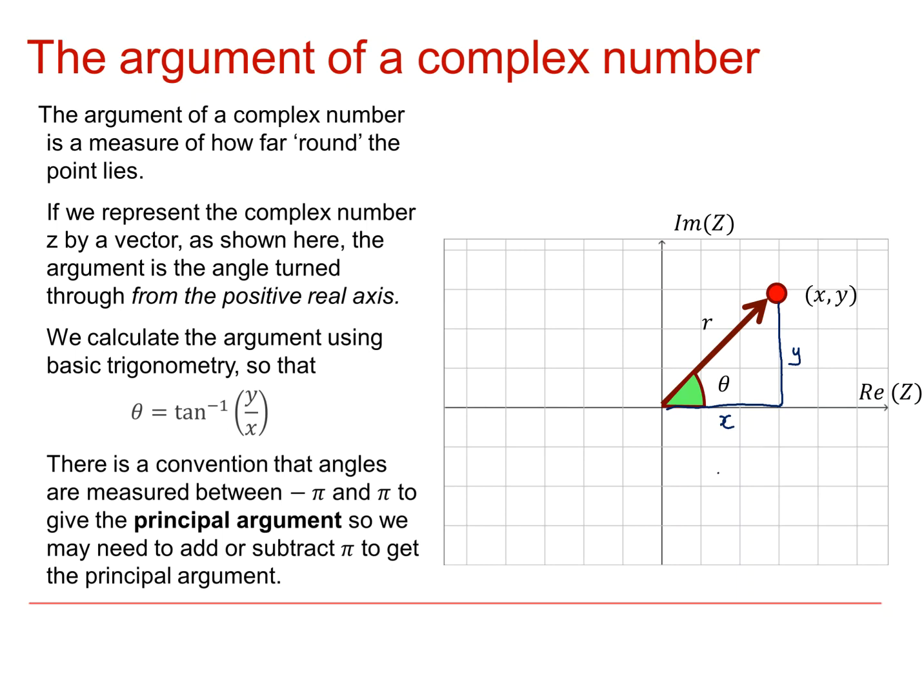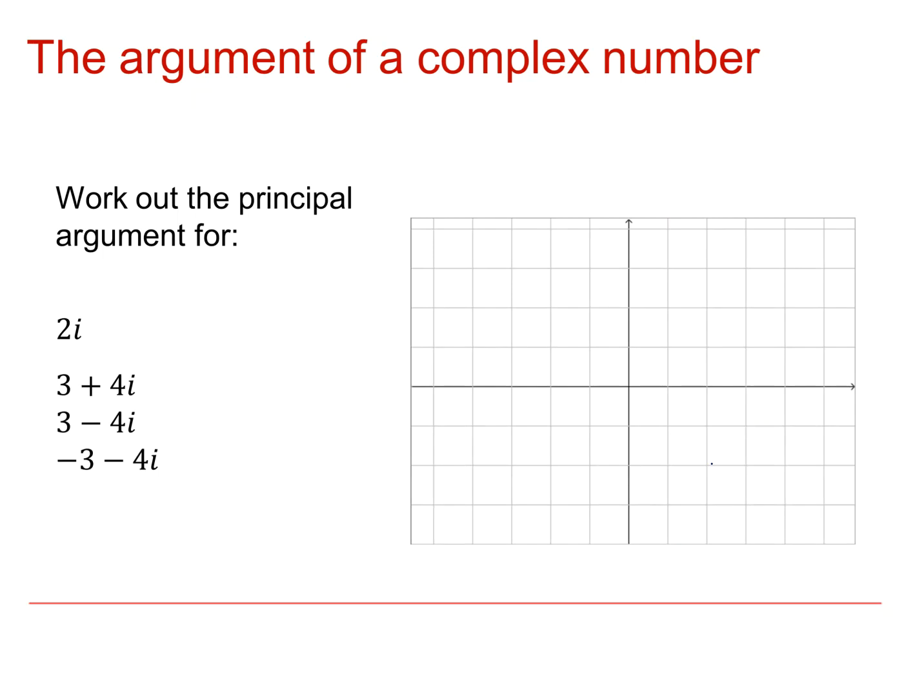We measure the argument in radians, and we choose values between minus pi and pi for the principal argument. Sometimes your calculator will give you an answer that's not in that range, so you may need to add or subtract pi to get the principal argument. Pause the video for a moment while you work out the principal argument for these numbers.